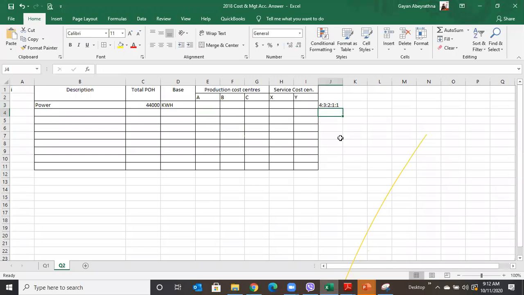Okay, then equals 6 divided by 11 multiplied by 4. E equals 6 divided by 11 multiplied by 3.